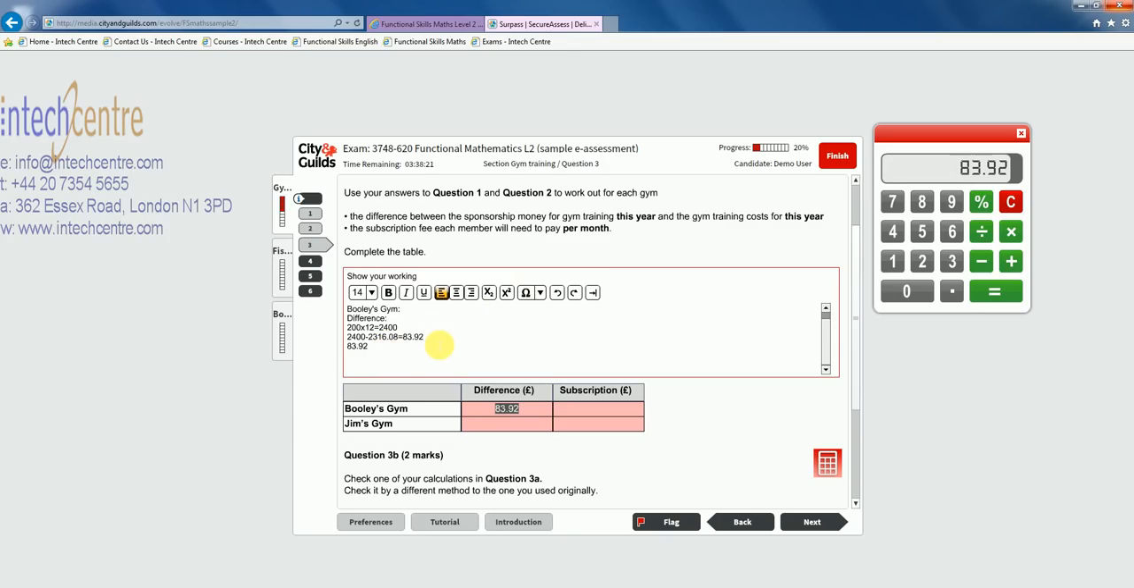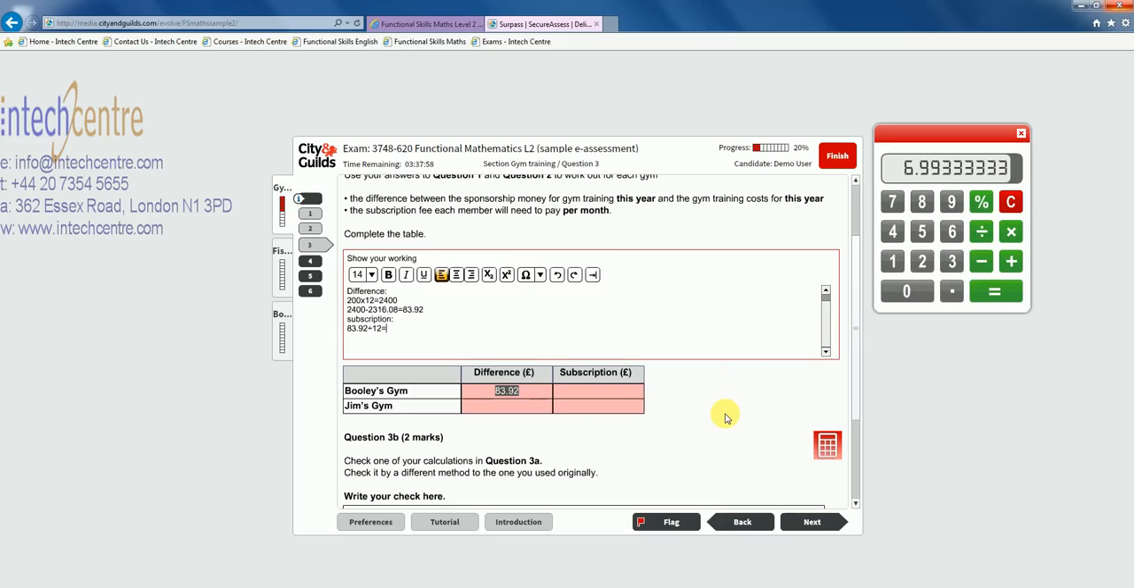So difference, I'm just going to write subscription. So 83.92 is per year. We're going to divide this by 12. So if I put the divide button, this will give us the monthly cost, which is 83.92 divided by 12. As I said, you could do this per year. You could do this weekly and divide it by 52. So there are different methods to doing this. So this gives us 6.9933 recurring.